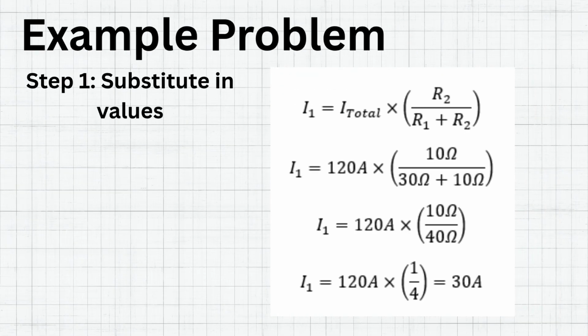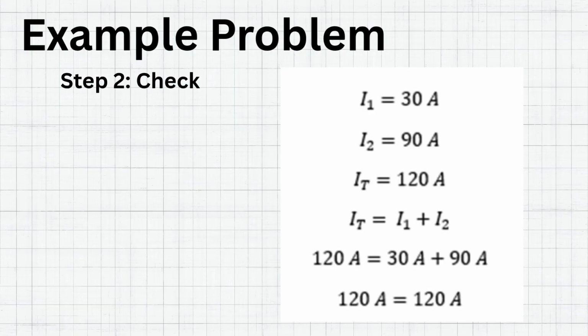Here is an example problem for the special case. It shows 120 amps entering a junction which splits into 2 branches, one with a 30 ohm resistor, the other with a 10 ohm resistor. We will calculate the current through the 30 ohm resistor. And similarly to the last example, here is a check using Kirchhoff's current rule to show that the equation is correct.